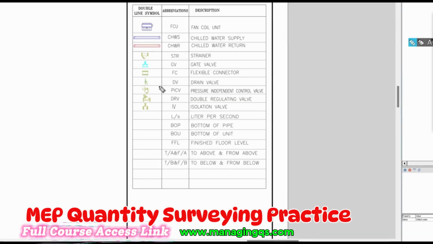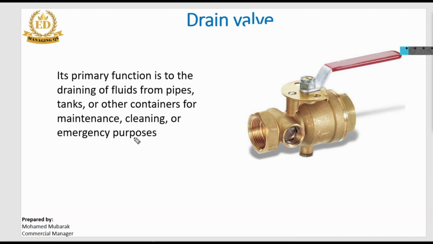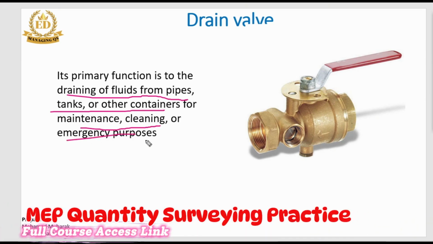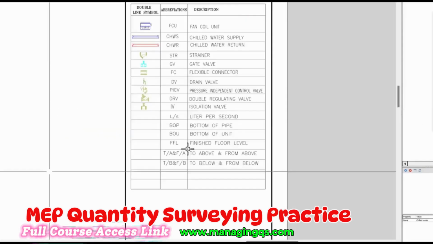All right, another item you can see is DV, which means drain valve. The drain valve's appearance looks like this. Its primary function is draining the fluids from pipes, tanks or other containers for maintenance, cleaning or other emergency purposes. So this is the main function: to drain the fluid from various tanks, pipes and other containers.